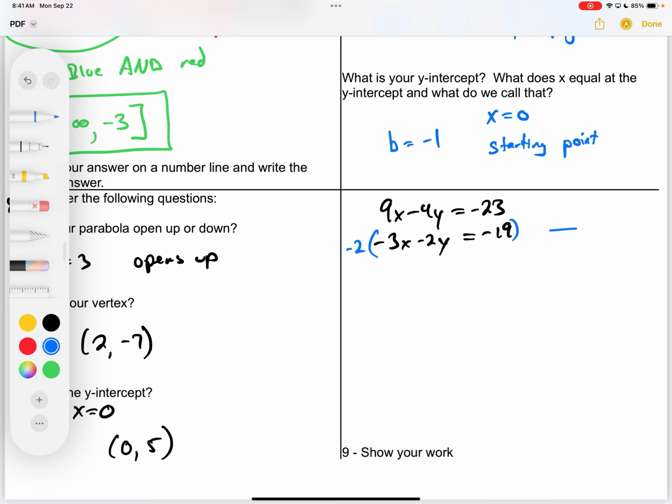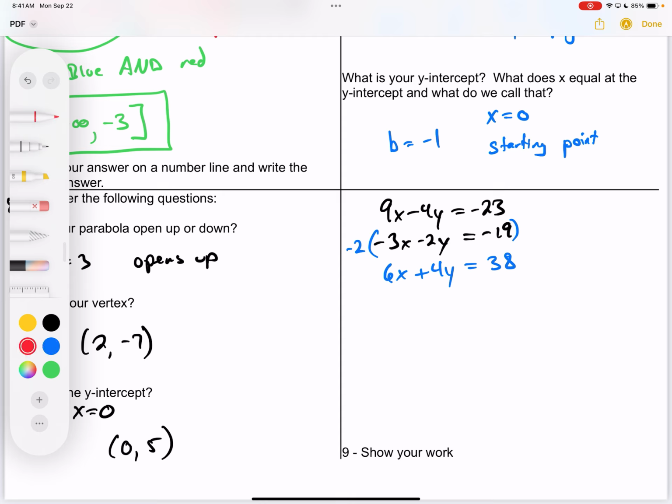So I got to multiply everything times negative 2. So negative 2 times negative 3x would be 6x. Negative 2 times negative 2y would be positive 4y. Negative 2 times negative 19 would be 38.